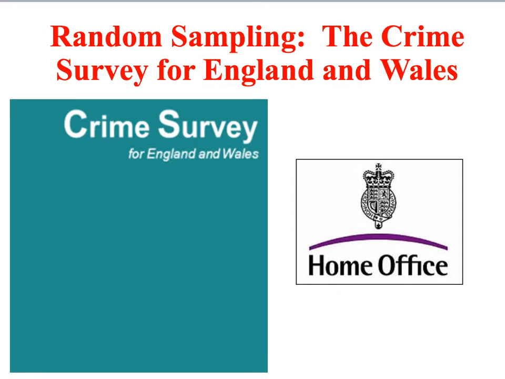for England and Wales. So the sampling frame for this survey is the small users postcode address file, and this is stratified by police force area. So the sampling frame is stratified to obtain at least 650 interviews in each police force area, and within each randomly selected household, one adult aged 16 or over is selected for interview. So this sampling therefore involves a stratified random sampling technique.